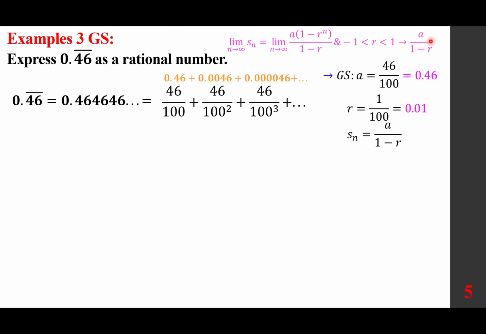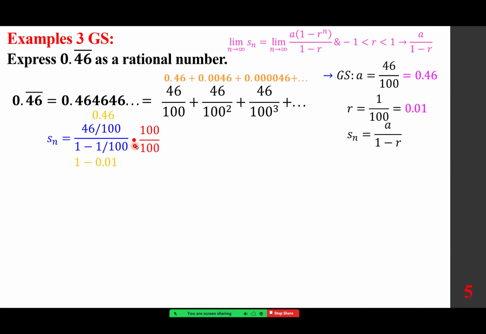So we are going to go with this formula, and a is this number, r is this number, if we want to go with the fractional format. If we want to go with the decimal format, this is 0.46, and this is 1 minus 0.01. As far as the fractional format, you are dealing with a complex fraction, so you multiply by 100 over 100. The top obviously becomes 100, and the bottom becomes 100 minus 1, or 99.